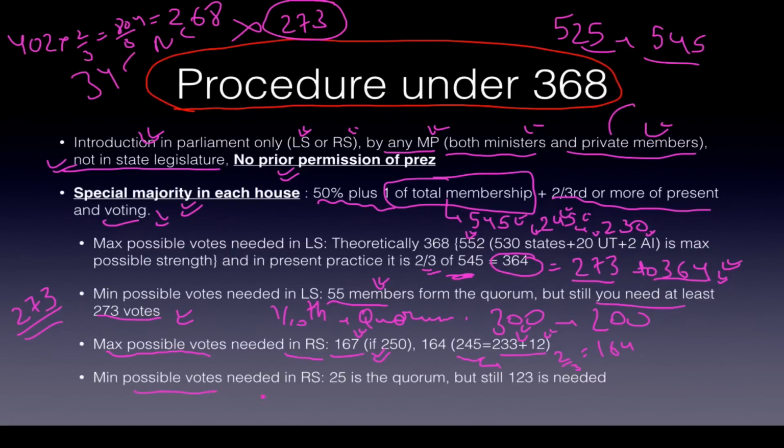But let's say only 25 members are present, which is the quorum. But you can't amend it by having lesser number of votes than 123. So at least 123 votes are needed, because 1/2 of total strength, that is 245, is needed. Our maximum votes which are needed are 164. So 123 to 164 is the range of Rajya Sabha, and here the range is 273 to 364. Please remember them. Answer will be in between these ranges only.